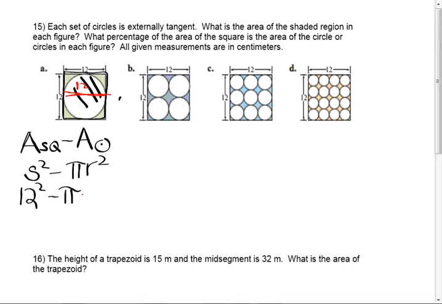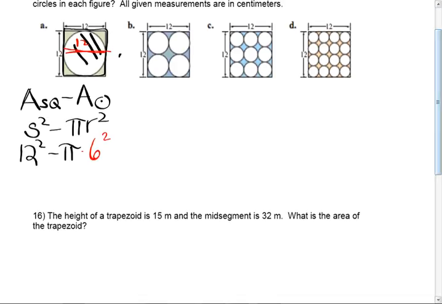So r is 6. And there's an interesting result when you do this problem, which surprised me. I didn't see it coming. Well, I did after I did B. This is 144 minus 36 pi. Leave your answer in terms of pi. So let's do the next one.